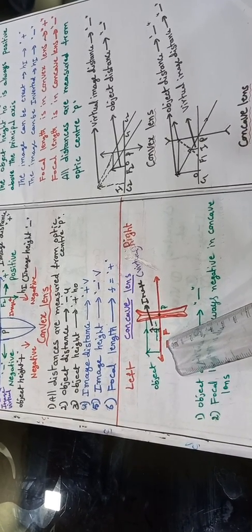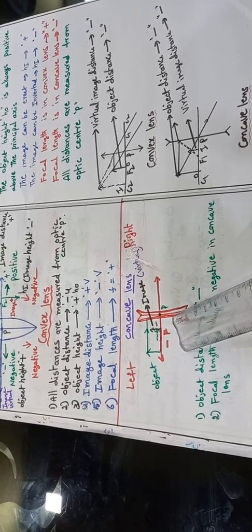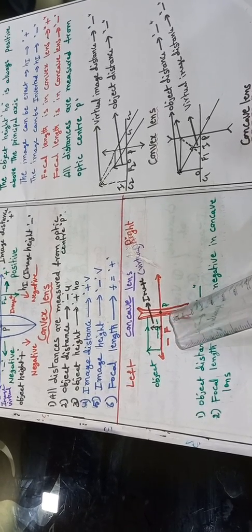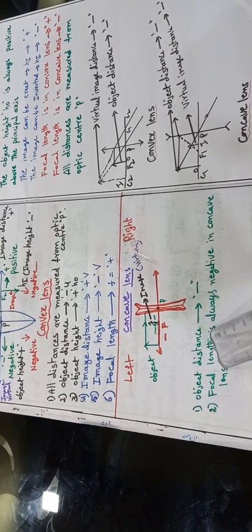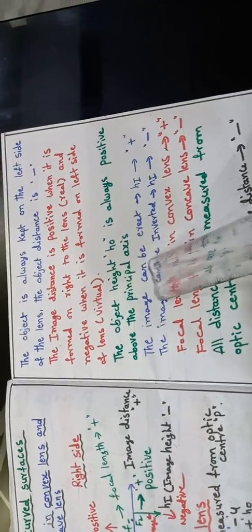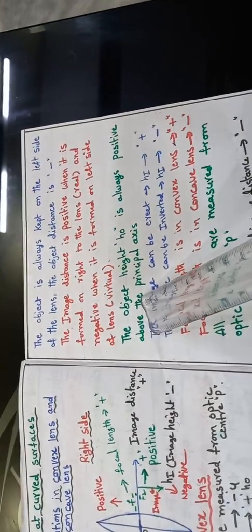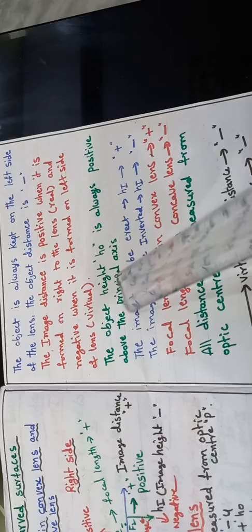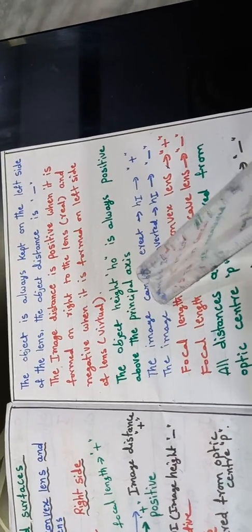Next, focal length. The focal length is on the left side. Here the distance from the optic center to the focal point is called the focal length. So the focal length is also negative in concave lens. Now all these points can be written here.